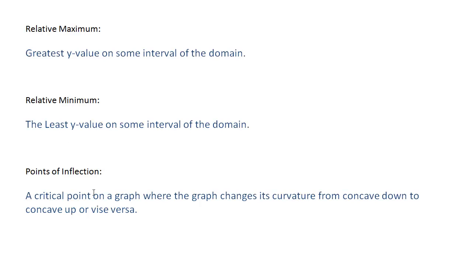And then points of inflection are critical points on the graph where the graph changes its curvature from concave down to concave up or vice versa. So that's the critical point where it actually changes the direction of the graph.